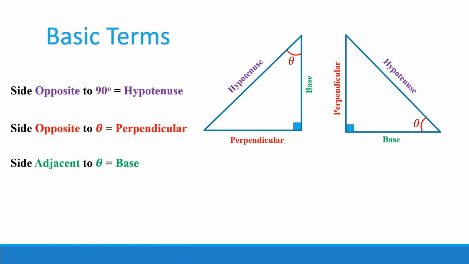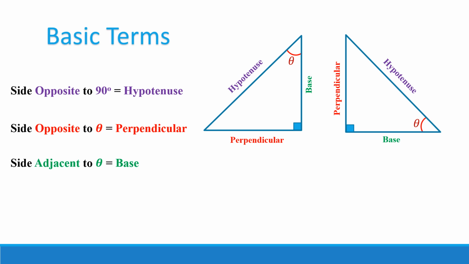So here is the summary. The side which is opposite to the 90 degree of a right angle triangle is called as hypotenuse. The side which is opposite to theta, that means the considered angle, will be considered as perpendicular. The side which is adjacent to theta will be called as base. So this is how we can define the base, perpendicular and hypotenuse of a right angle triangle.